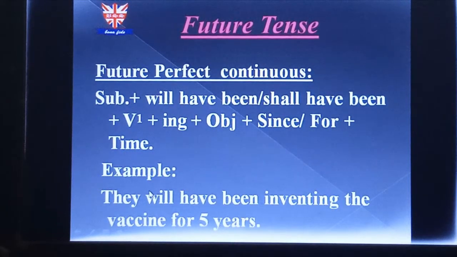Okay, so look at this structure. They will have been inventing the vaccine for 5 years. Subject is here they. Then I have taken will have been. Then V1 ing, that is inventing. The vaccine is my object. For how long? That is time, 5 years.